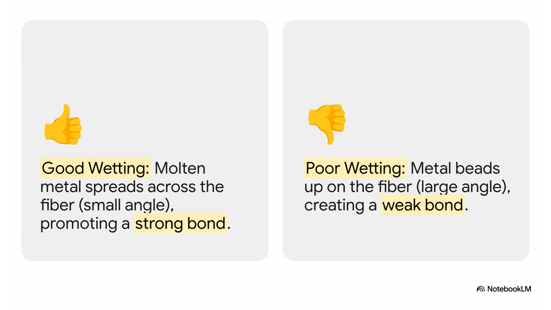And a really important concept for this is something called wetting. For the molten metal to form a good, strong bond, it has to spread out and completely cover those ceramic fibers. Think of it like water on a super clean piece of glass. If the metal just beads up, like water on a freshly waxed car, you're going to get a weak interface, and your composite is going to fail.